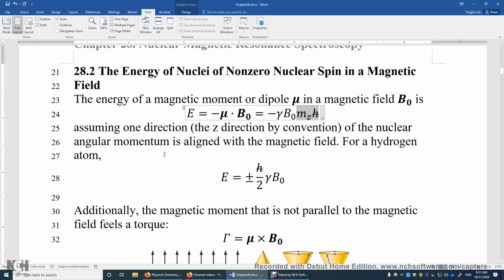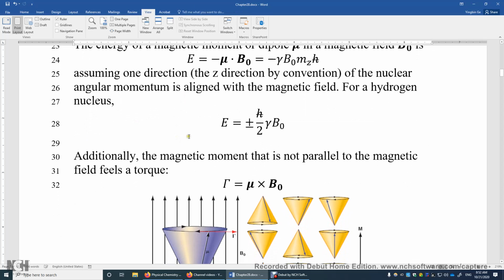That's why we have this equation. This m sub z can be from negative I to positive I. For hydrogen, it's negative half or positive half. For hydrogen 2, it can be negative 1, 0, or 1. So that's why for the hydrogen nucleus, it's this, assuming there's no electron here right now.